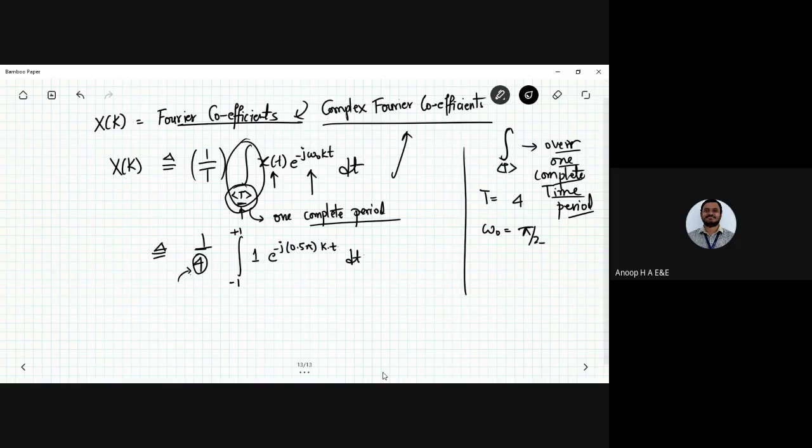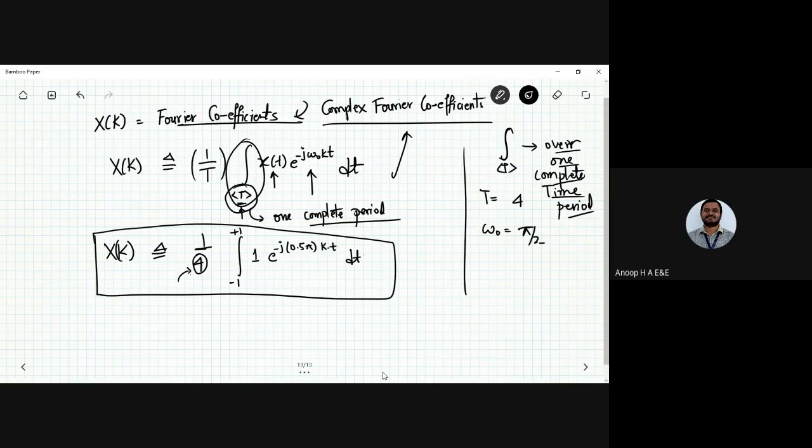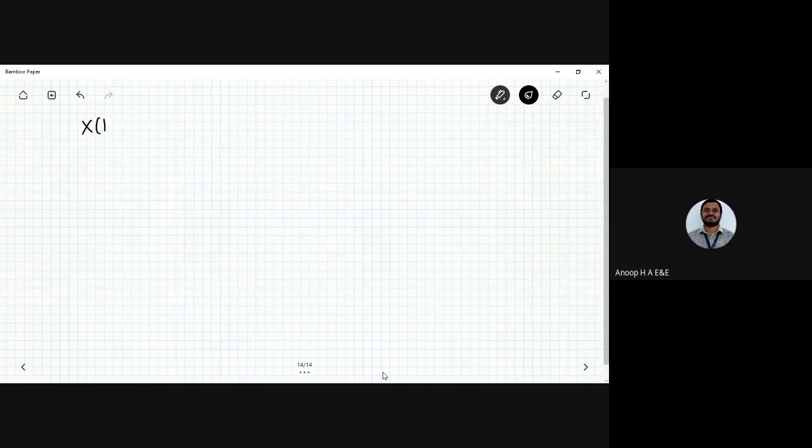Okay, so this is where x of k is to be determined. I'll use this equation. I'll tell you how I boxed this equation, or how I considered it, once I need to find the value of the complex Fourier coefficient. I'll come back to this equation shortly. So now I have x of k represented as 1 by 4 integral from -1 to +1 of 1 into e power minus j 0.5 pi k t dt.